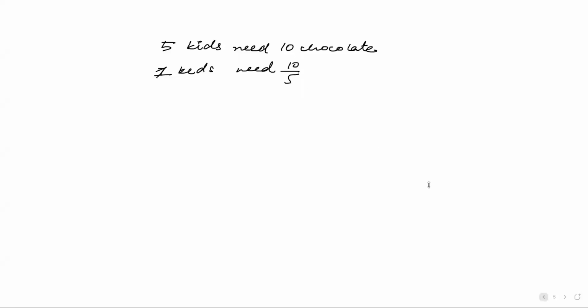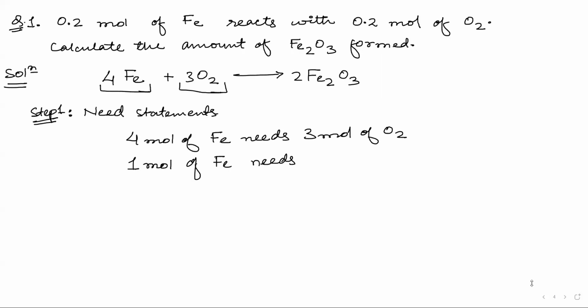Let us say 5 kids need 10 chocolates. So 1 kid needs 10/5, that is 2. It is nothing else, it is just the unitary method. So it will be 3/4 mole of O2.